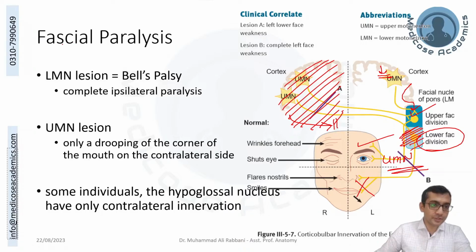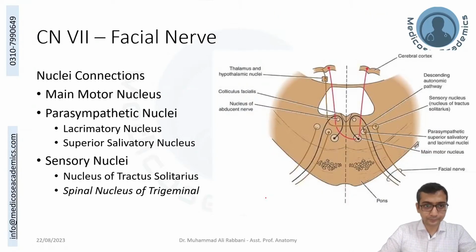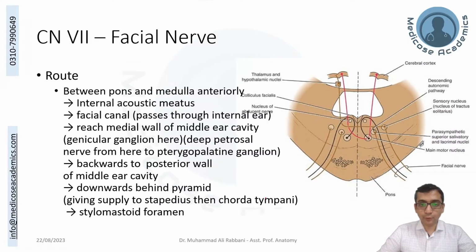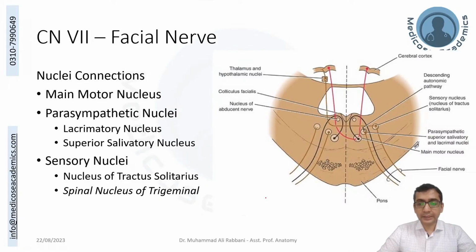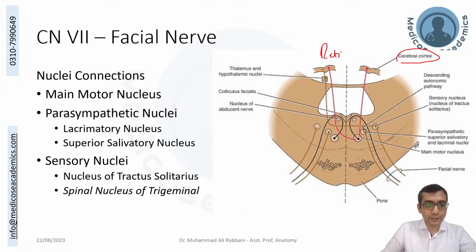So that is something about facial palsy, and there is one spelling mistake right here. The same story goes for the hypoglossal nucleus. It also has a part, the part of the hypoglossal nucleus, we will discuss it then. Facial nerve, it had different nuclear connections. The main motor nucleus is getting fibers mostly from the cerebral cortex, and it is getting fibers from the reticular formation also.